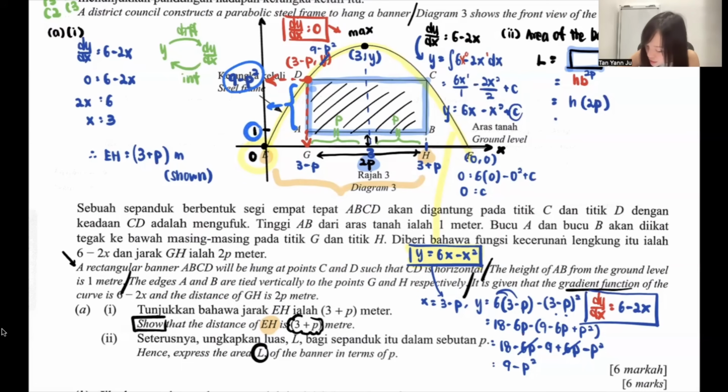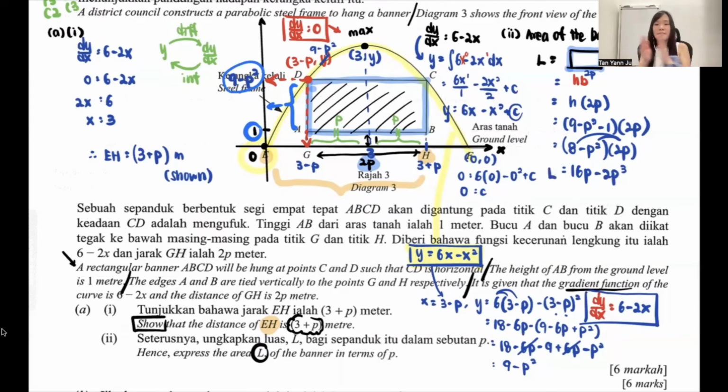So I write the working here. Isn't it (9 minus P squared minus 1) times 2P? Not bad, right? I hope you understand everything I say. 9 minus 1, 8 minus P squared, times 2P. 2 times 8, 16P. 2P times this, negative 2P cubed. They want me to express L in terms of P. I think that will be the answer.